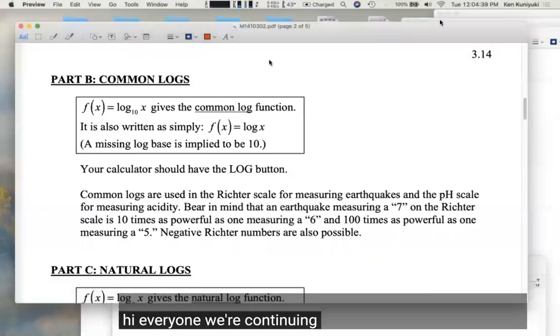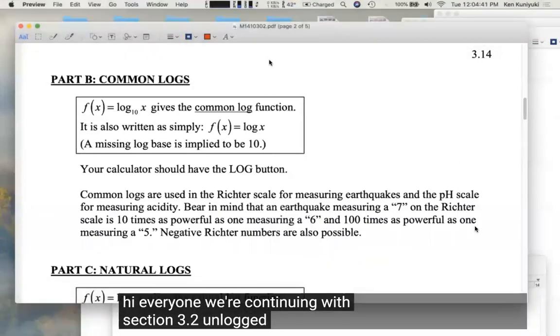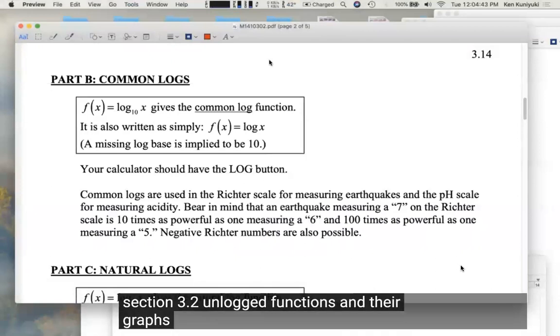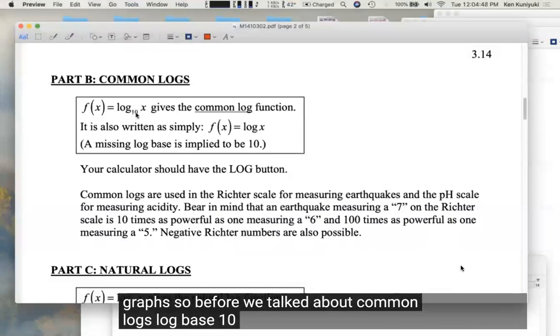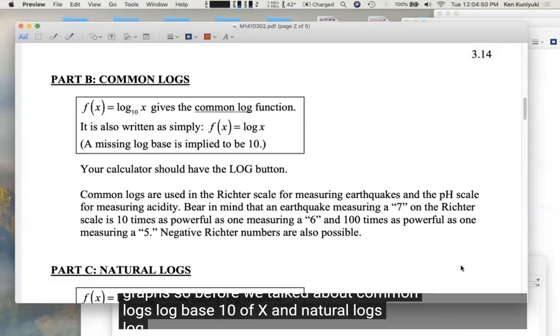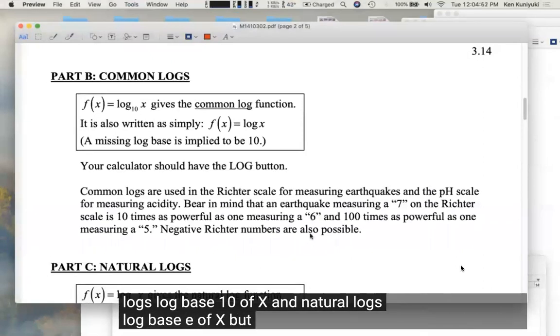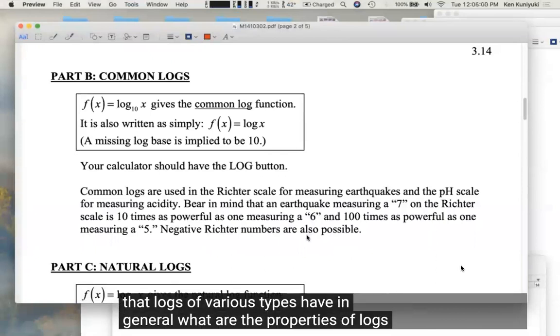Hi, everyone. We're continuing with section 3.2 on log functions and their graphs. Before, we talked about common logs, log base 10 of x, and natural logs, log base e of x. But let's talk about logs in general. What are some properties that logs of various types have in general? What are the properties of logs?